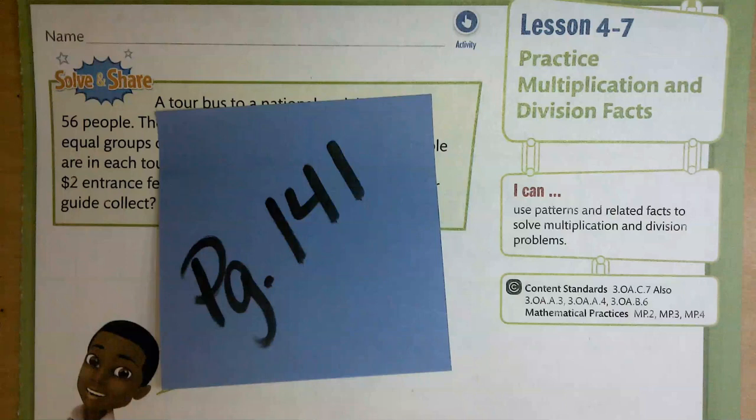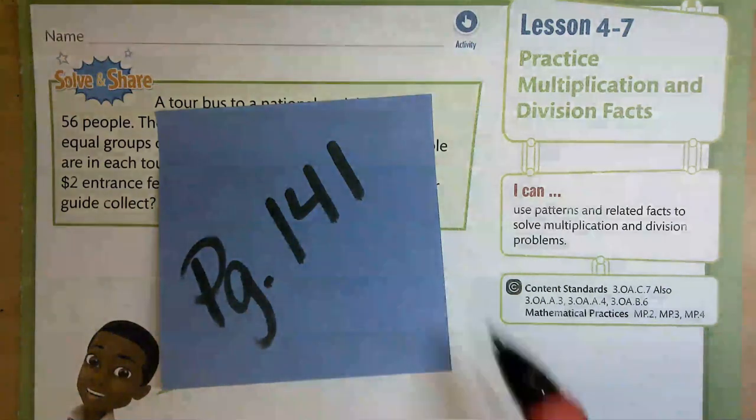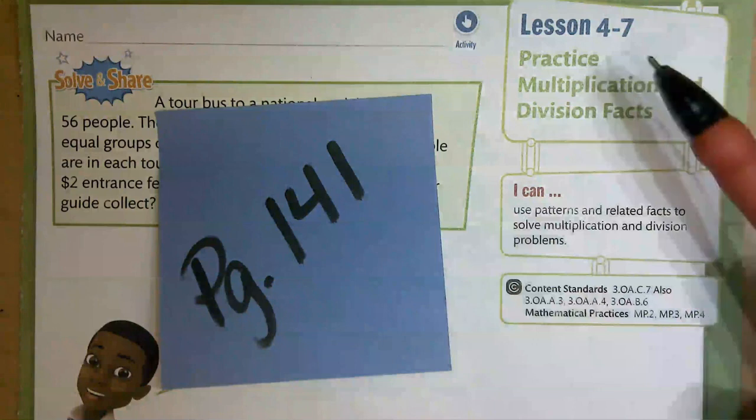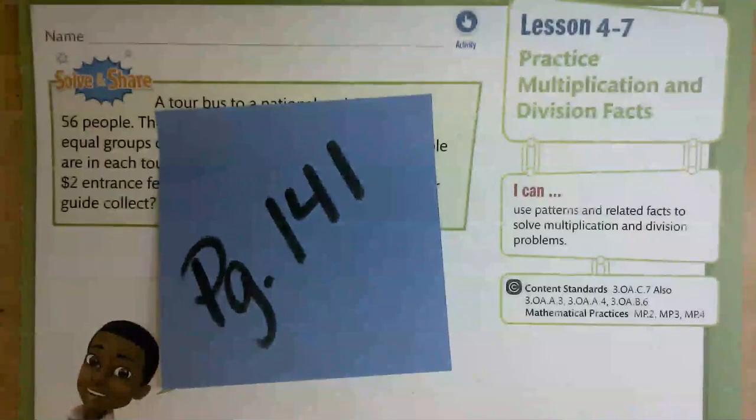Hey there, third grade. This is Mr. Campbell. We're going to be starting today on page 141. So go ahead and grab your math book, grab your pencil, and turn there. This is going to be lesson 4.7, practice multiplication and division facts.